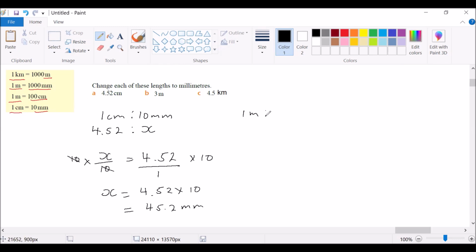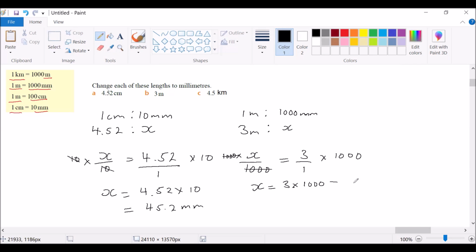To convert meters to millimeters, we use this conversion. 1 meter is to 1,000 millimeters. So 3 meters is to x. We use this ratio to form an equation. This over that should be equal to this over that. So we'll say x over 1,000 is equal to 3 over 1. We multiply both sides by 1,000. 1,000 cancels there, and we multiply this side by 1,000. So x will be equal to 3 times 1,000, which is 3,000 millimeters.